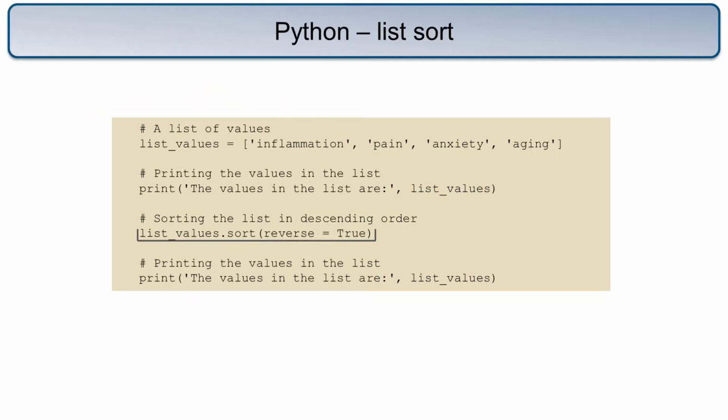The parameter reverse determines that the list should be sorted descending if set to true. It is by default set to false. When descending order is wanted, add reverse equal true as an argument when calling upon the method.